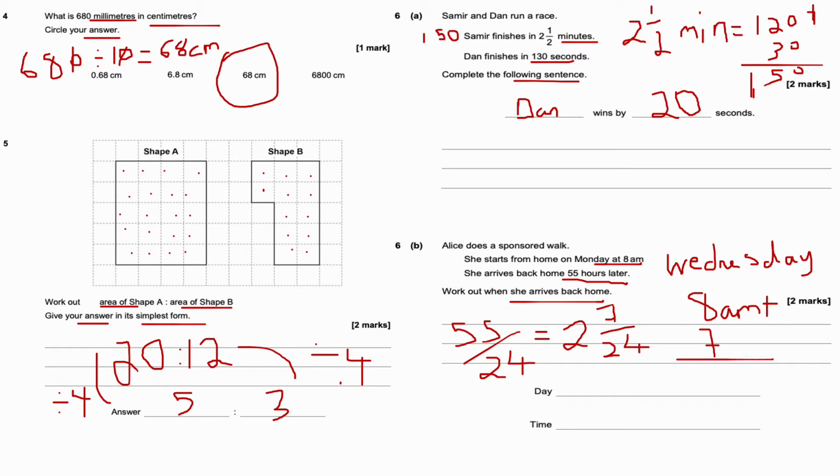So 8 add 7 is equal to 15. So it's 1500 hours, or I can write it as 3 p.m. Either way is fine. So the day is going to be Wednesday, and the time is either 1500 or 3 p.m.